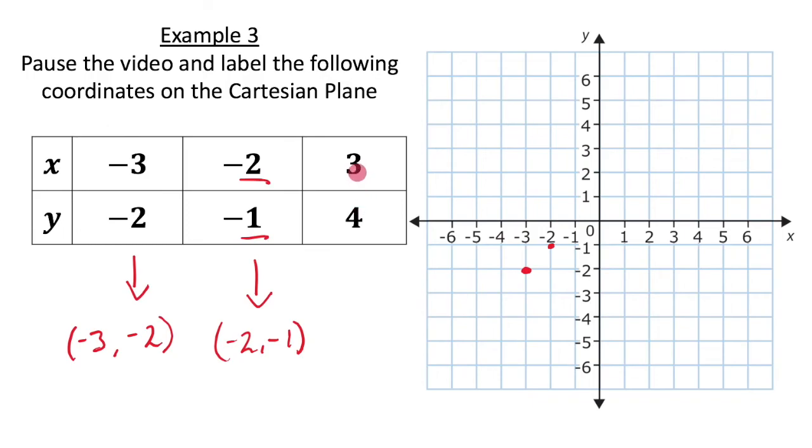Then finally we have 3, 4. Again, I'm looking at my x, I'm looking at my y, and I'm making sure that I'm putting them in the right order. I've now got it in that form, and I know that's going to be 3, 4 up here. So hopefully you're able to label all those points. Don't worry if you weren't successful, just make sure that you have these notes written down.